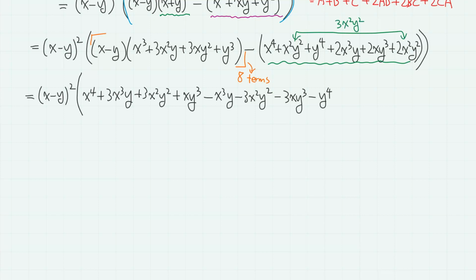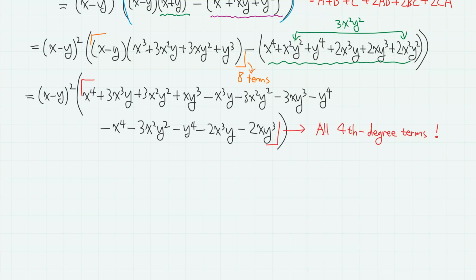So at least we can combine these two terms, which gives minus x to the power of 4, then combined term 3x squared y squared, and remaining terms minus y to the power of 4 minus 2x cubed y minus 2xy cubed. Now here's the important observation. Due to the nature of the terms that we have expanded and the way we did the expansion, all of the terms in this parenthesis are 4th degree terms.